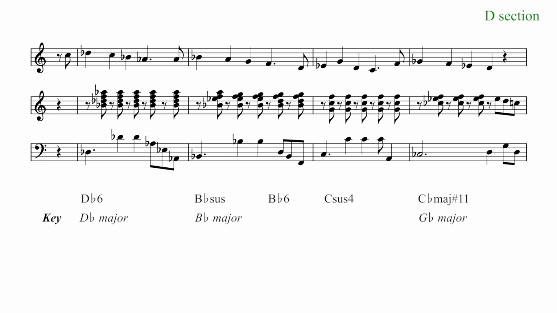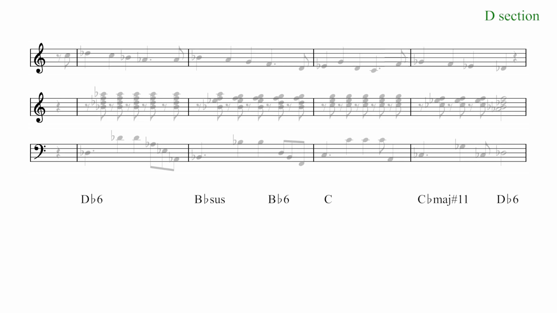There are some small variations in this section's overall structure. On the second and fourth repetitions, the last measure's chord is replaced by a movement from C-flat major to D-flat major. And then, on the fourth repetition only, the C sus4 is replaced by a C major chord.